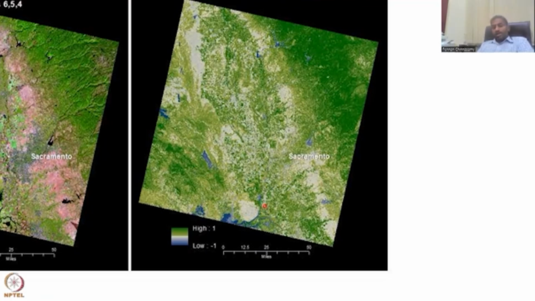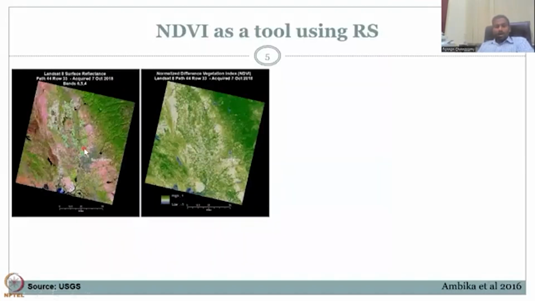So this is a clear difference between a normal image taken by the same satellite, same sensors. If you use a composite image, Landsat 8, all the bands that you see is this.